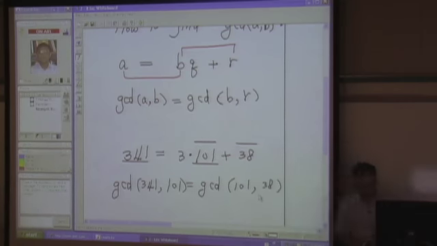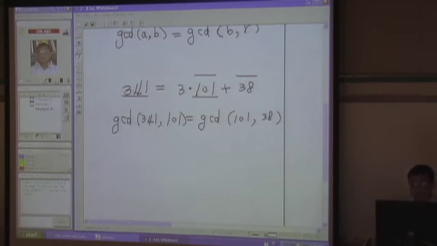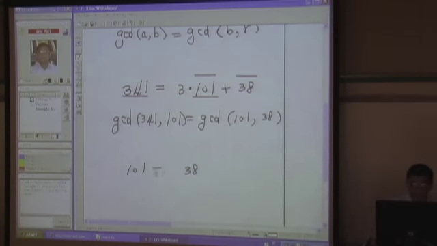Now, let's change the roles. Why should this be stuck to the position? We can just consider 101 divided by 38. If you divide 101 by 38, then what is the quotient? If you divide this, then 2 is the quotient, right? And what is the remainder? If you subtract, 25. Thank you.